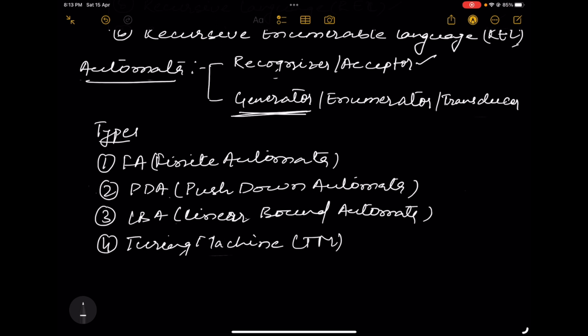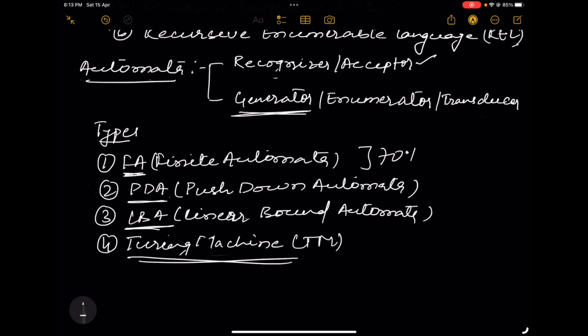Now we have different kinds of automata. The very first is the finite automata, FA. Second is the PDA, pushdown automata. Third is the linear bounded automata, and fourth is the Turing machine. When talking about the syllabus, around 70% of the ToC syllabus at GATE or university is covered by finite automata. The remaining 30% is from these 3 other kinds of automata machines.